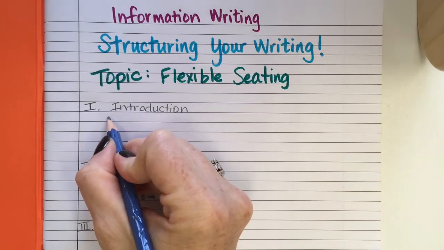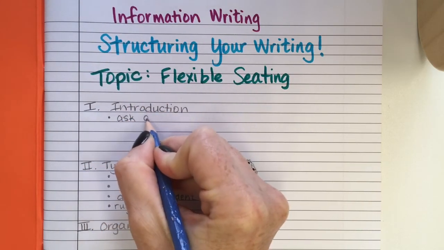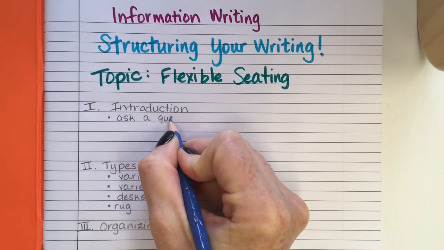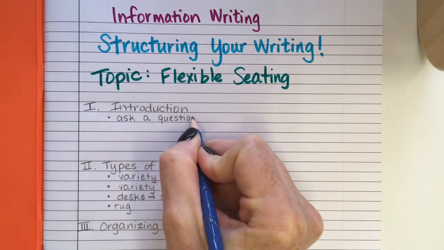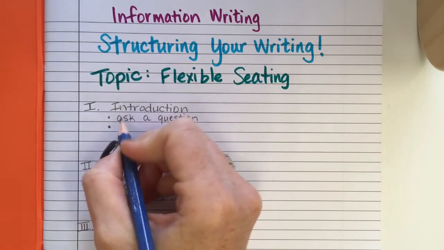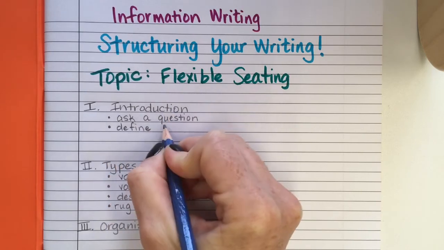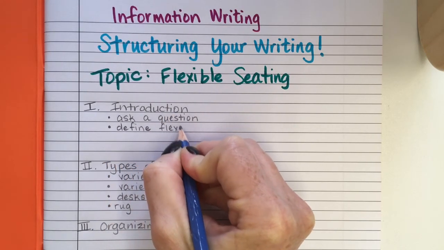So I'm going to make myself a note here that in my introduction, maybe I want to ask a question. We're thinking about all the things we'd want to include before we do our writing. This is the planning part. Not everyone might know what flexible seating is, so maybe I should provide a little bit of a definition in my introduction of what flexible seating actually is. So I'm going to define flexible seating.